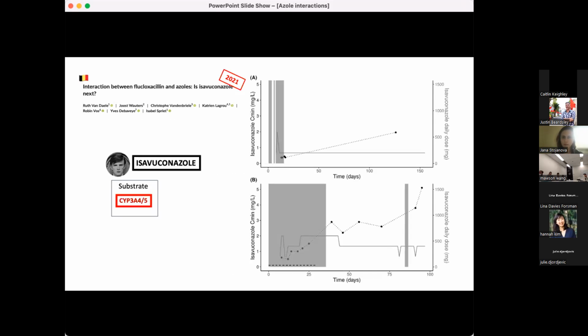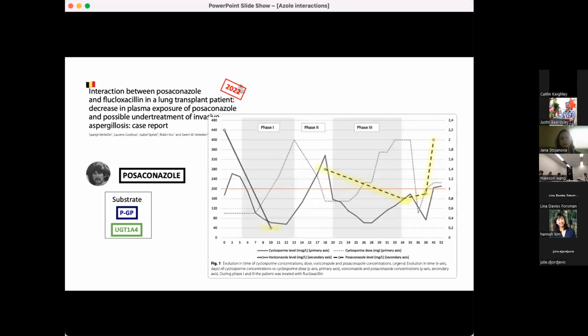This is just an initial report, which shows the initial phase of isovuconazole initiation, which of course takes time to achieve steady state and so on, but it does appear to have an effect on the isovuconazole concentrations. And then we have posaconazole, which I guess is unexpected, particularly because it goes through phase 2 metabolism. However, P-gp is affected by PXR induction, so the mechanisms here remain to be elucidated.